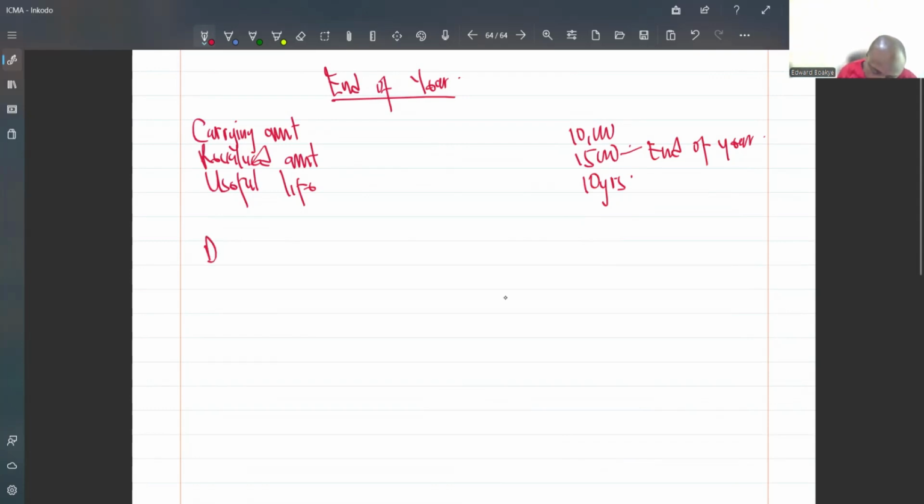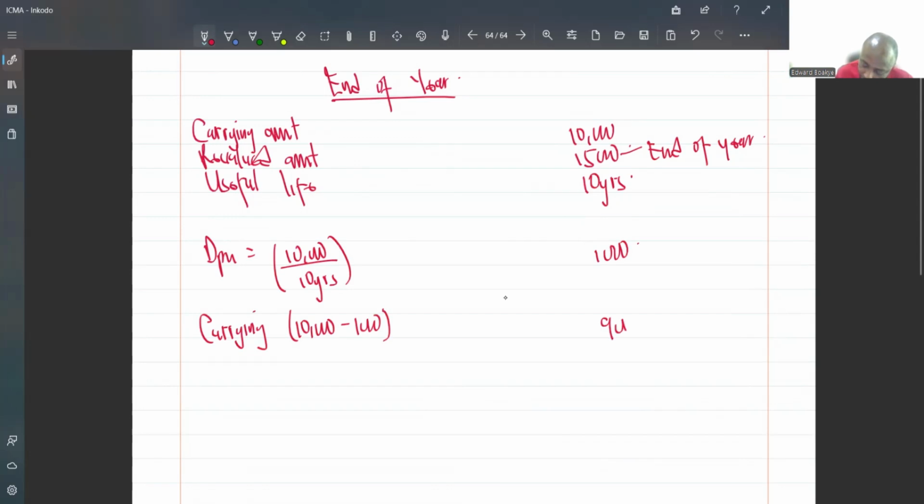So depreciation is going to be 10,000 divided by 10 years, and that will give us 1,000. So in any case, our carrying amount is 10,000 minus 1,000, which should have been 9,000, recognized in our financial position.